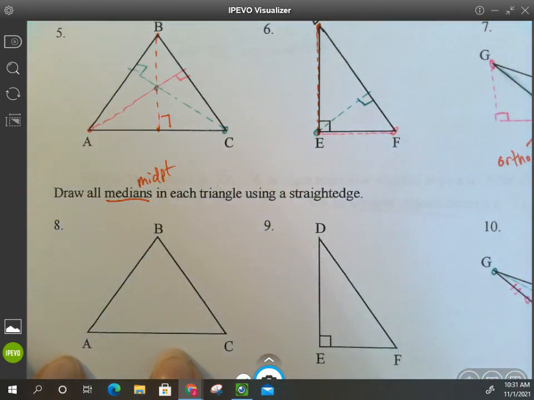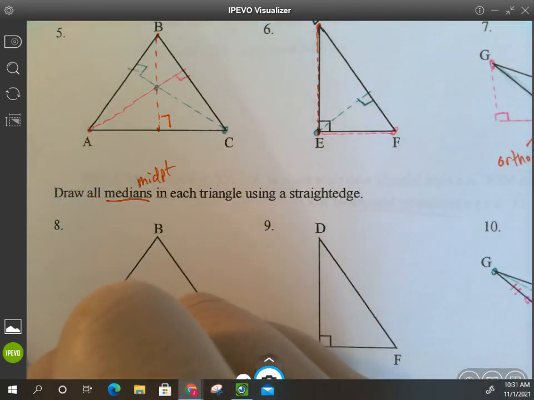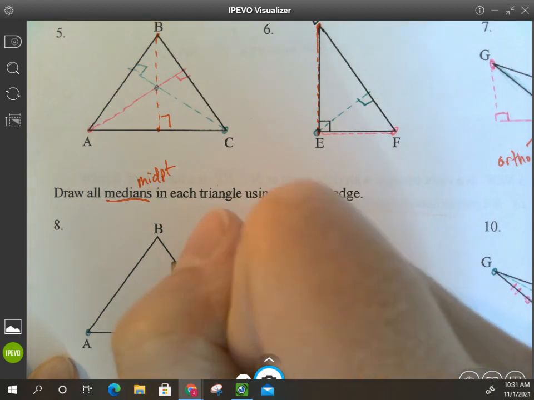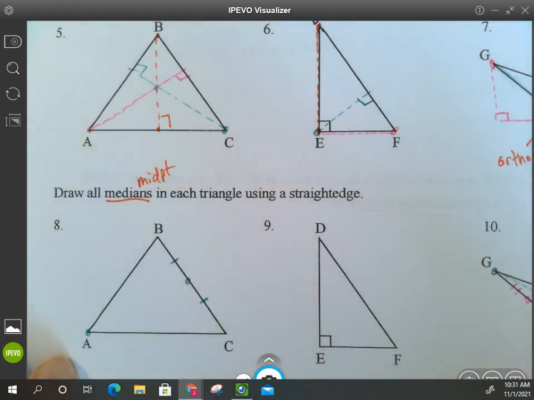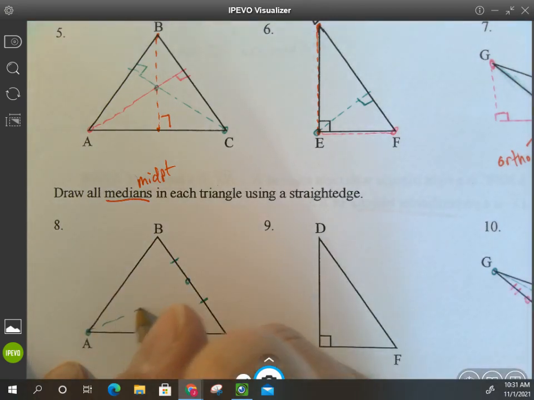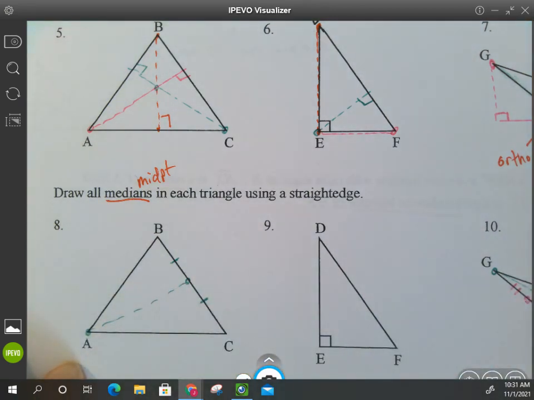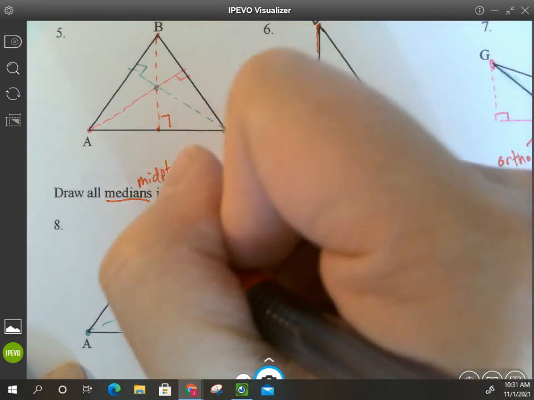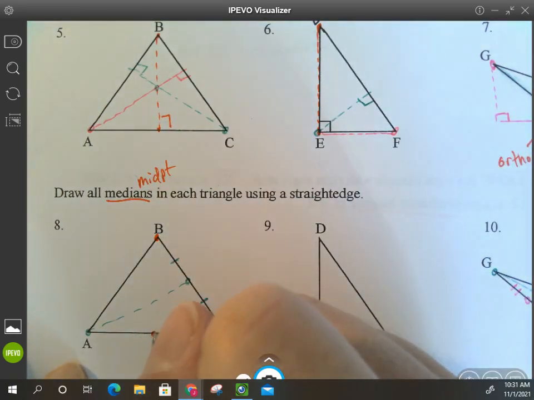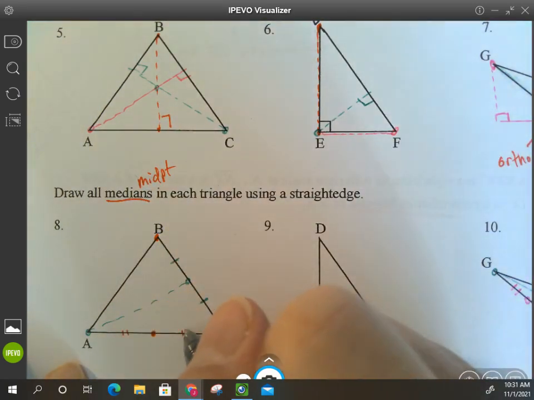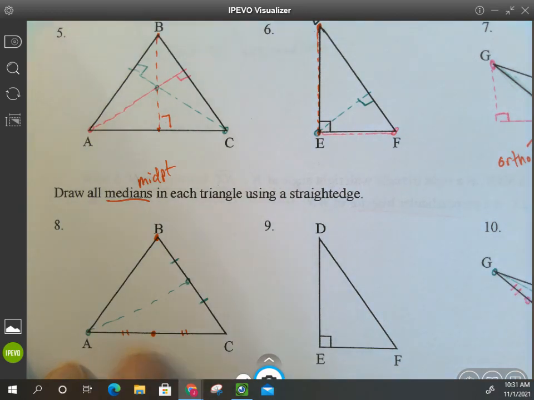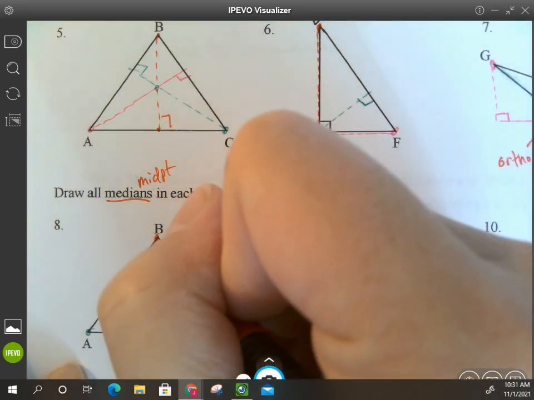Now look at your medians. Medians are midpoint. So if I go from A to the midpoint, I should see tick marks. Do you have tick marks on your triangle? And then go ahead and connect it. So that's how you're telling me it's a midpoint. Go from B to the midpoint. So I'm using 2 marks to show that these two sides are congruent.